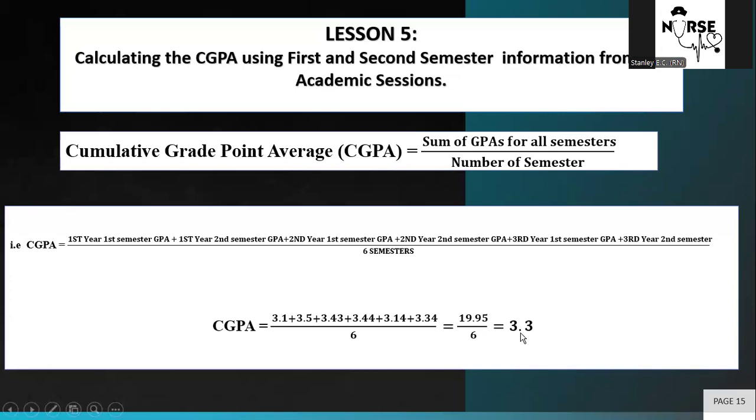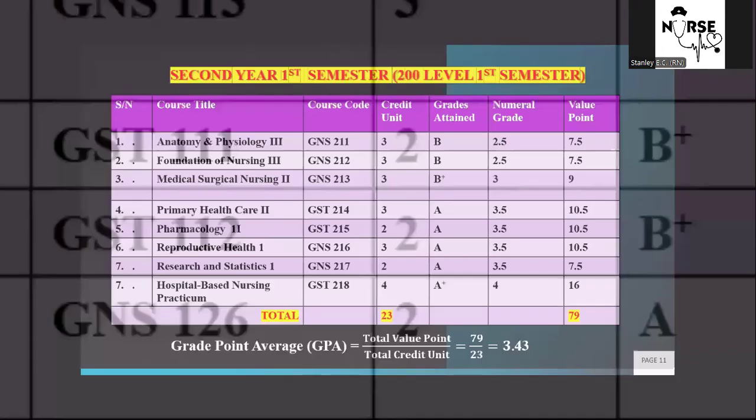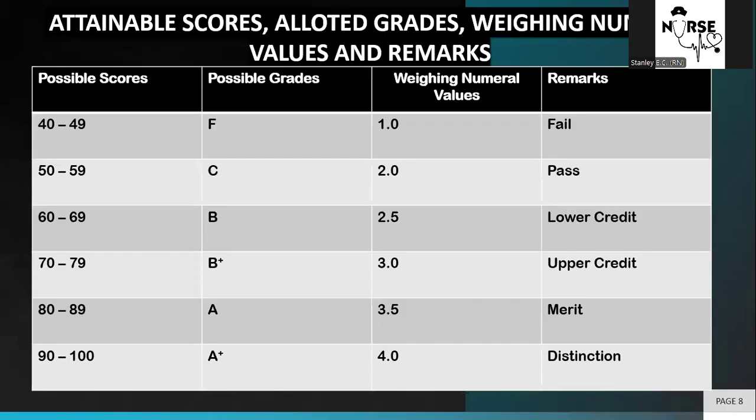Now, if we go back to that first table which I showed you, 3.3 should be under this. Let's see. Okay, this student is an upper credit student because he was not able to attain 3.5, but he was able to attain 3.0. So everything from 3.0 to 3.35 is an upper credit.